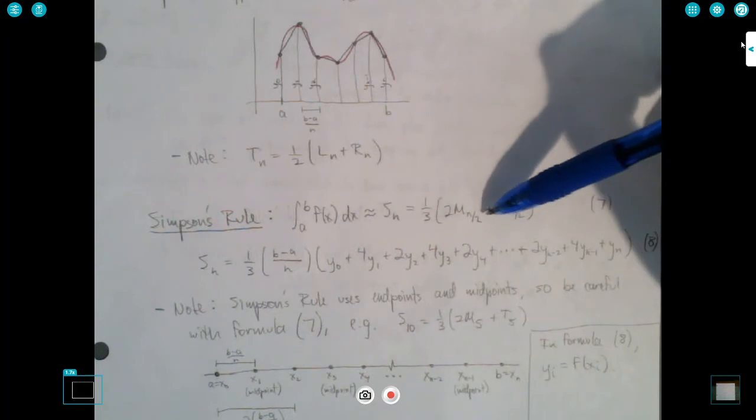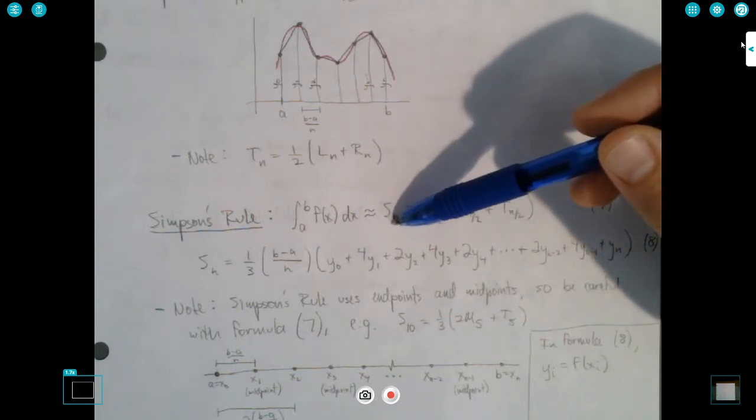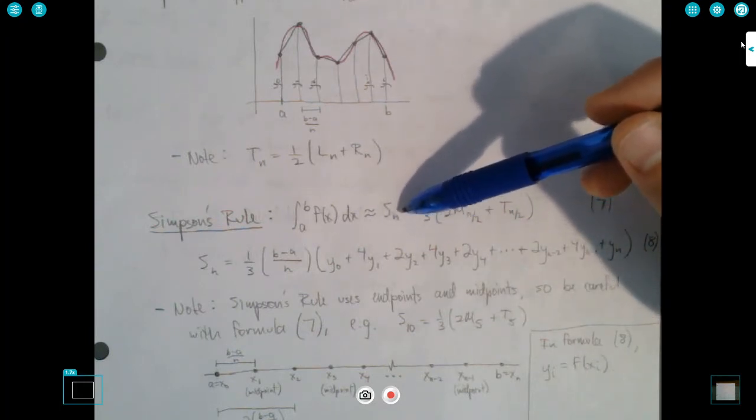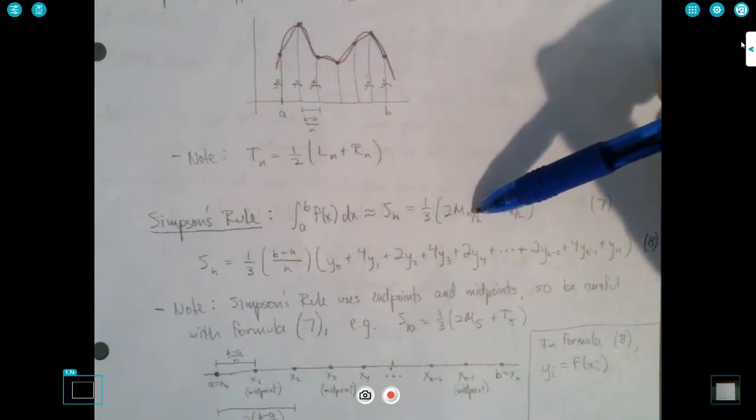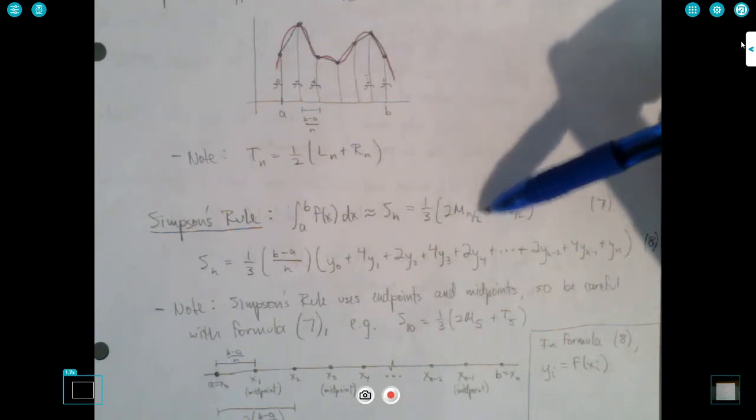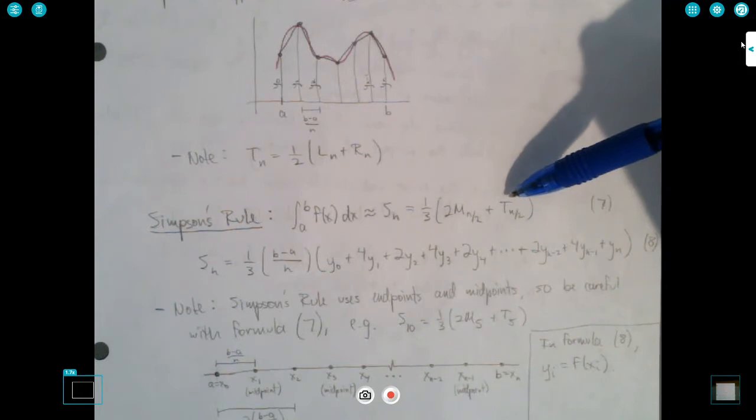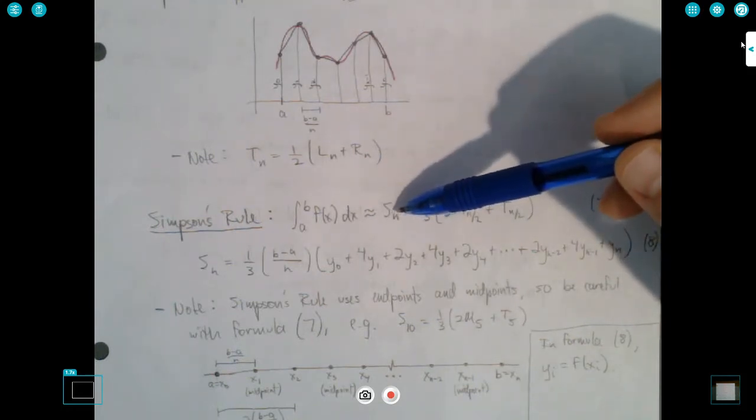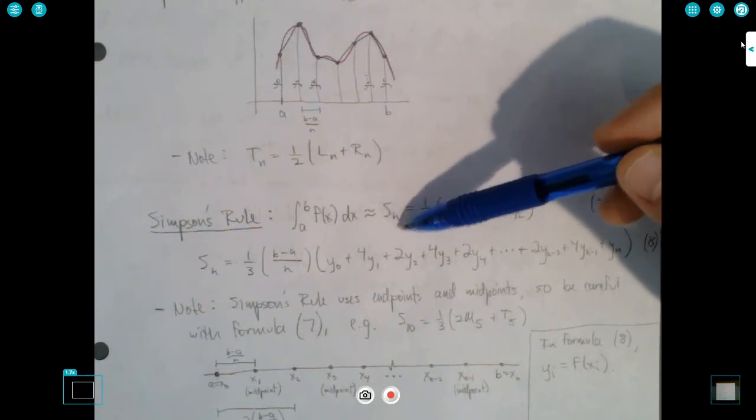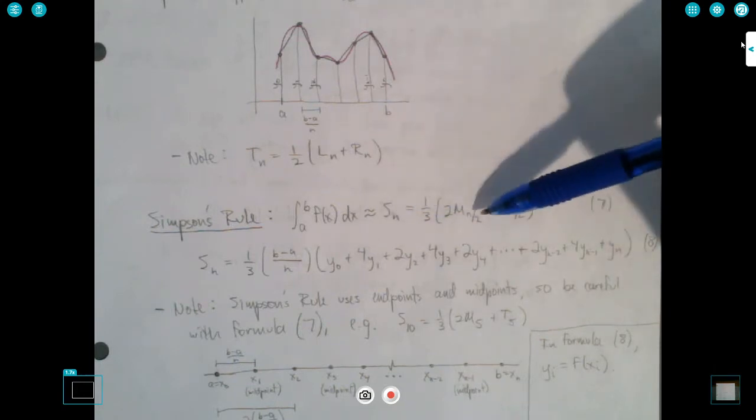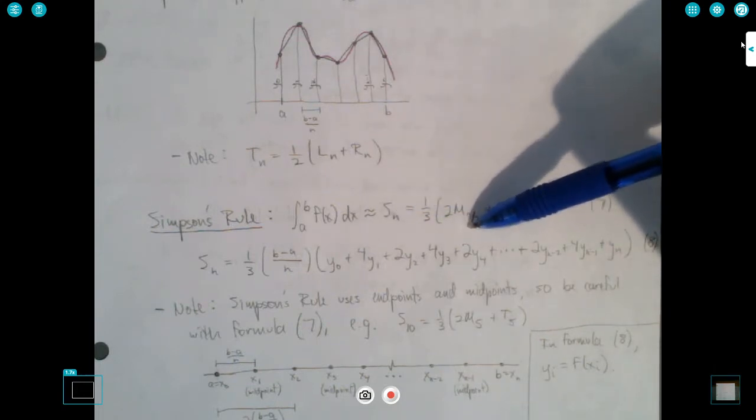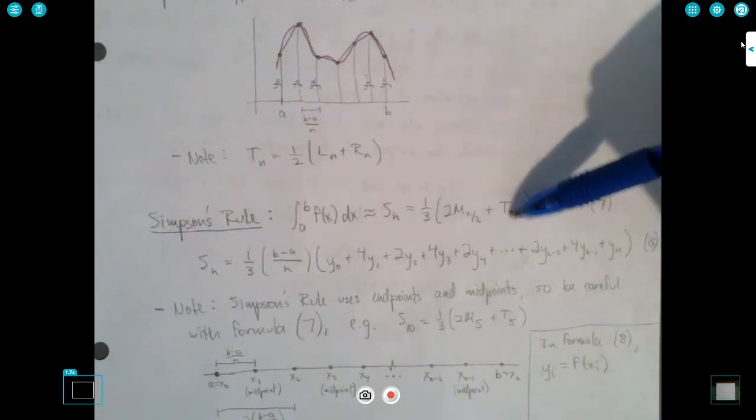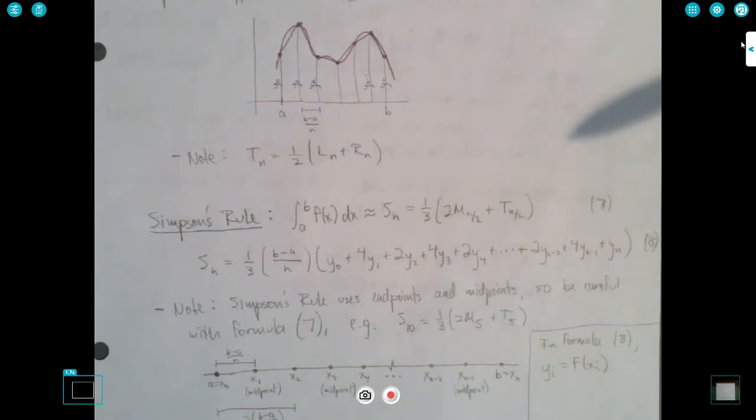Notice the subscripts here, right? So here, if we're going to use n subintervals for Simpson's rule, then we use n over 2 subintervals for the midpoint and trapezoidal rules. So to give a concrete example, if we wanted to do 10 subintervals for Simpson's rule, so if n is 10, then we would do 5 subintervals for the midpoint rule and 5 subintervals for the trapezoidal rule.